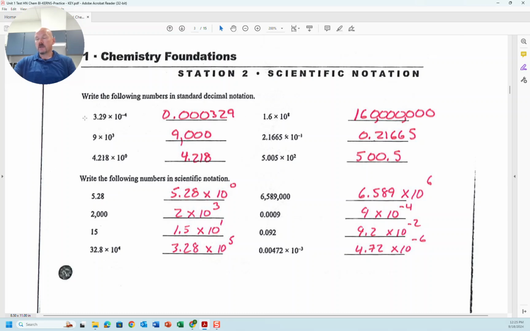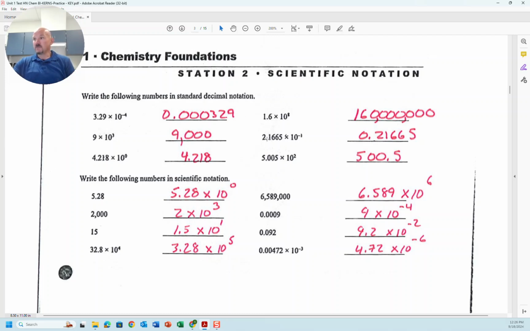Okay. So here we got 9 times 10 to the third. So they didn't even write the decimal point, but I know where it is. And I'm just going to move it to the right 3 times. So my decimal point was here. I move it to the right 3 times. 9 times 10 to the third, or 9 times 10 times 10 times 10 would end up being 9,000. Same thing. Okay.